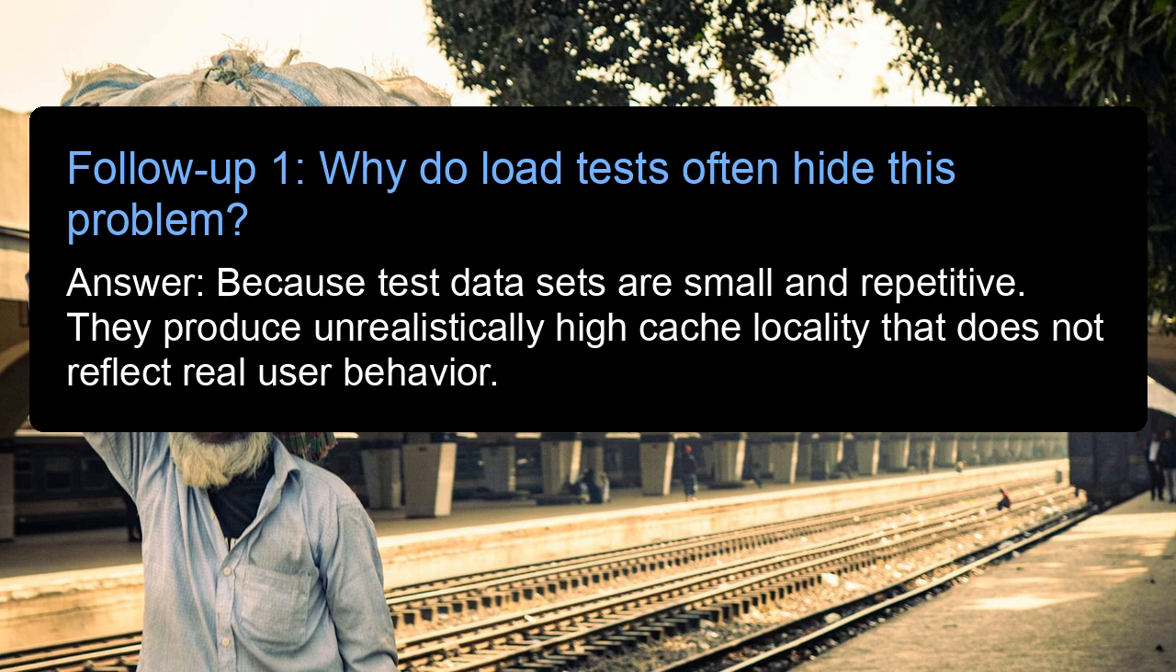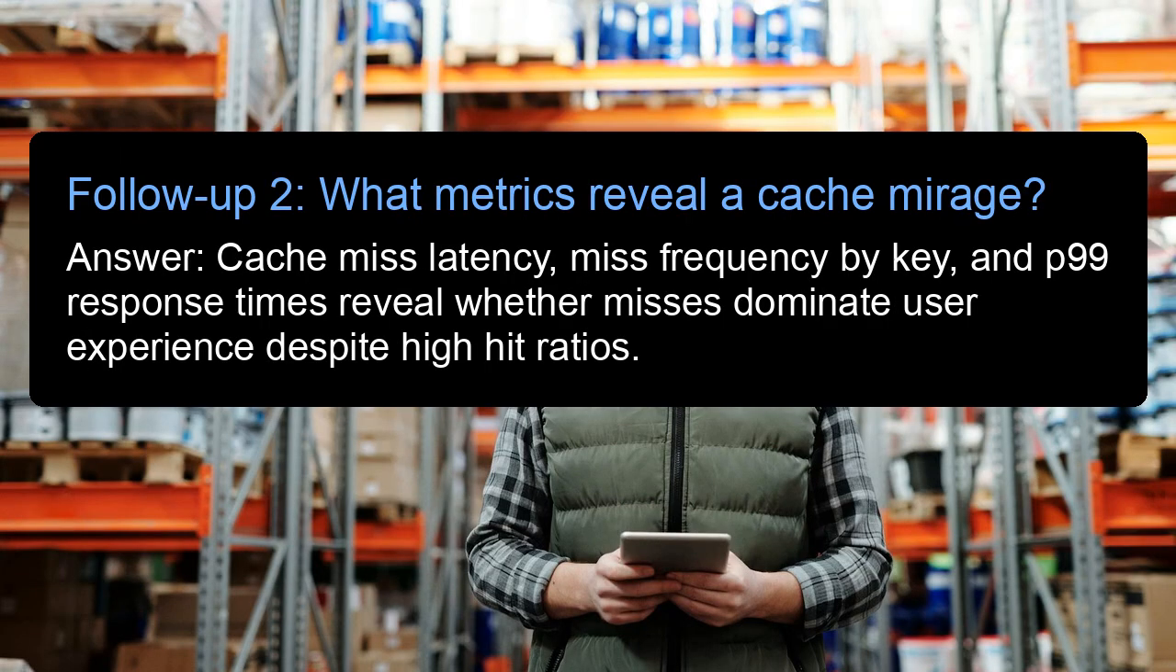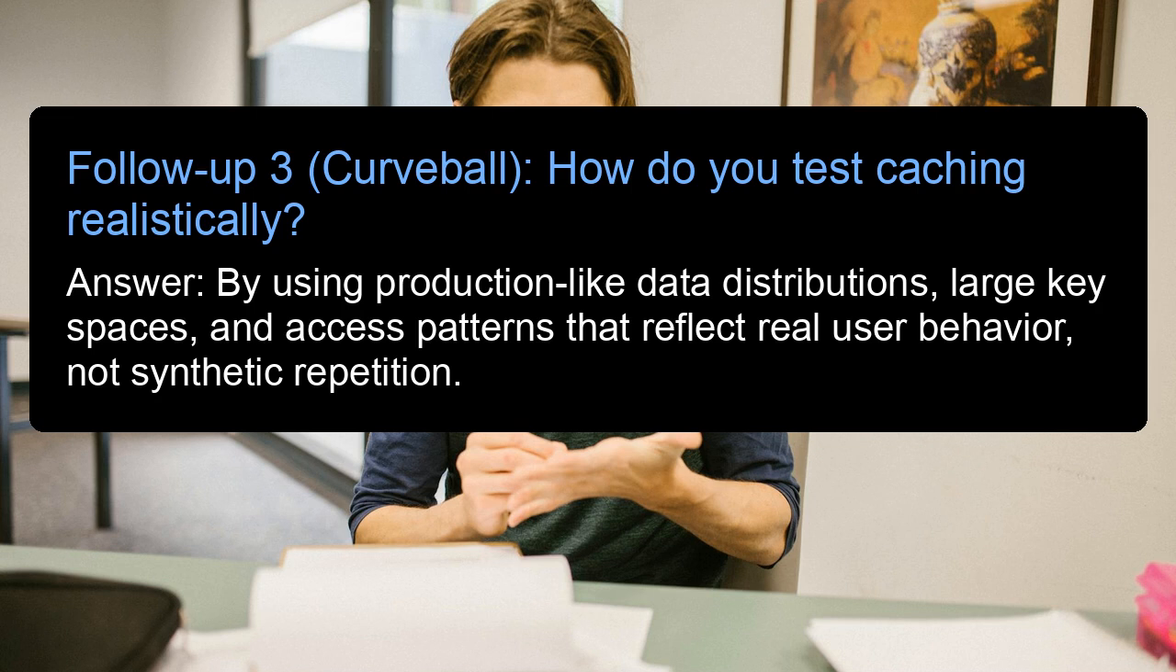Follow-up 1. Why do load tests often hide this problem? Answer: because test data sets are small and repetitive. They produce unrealistically high cache locality that does not reflect real user behavior. Follow-up 2. What metrics reveal a cache mirage? Answer: cache miss latency, miss frequency by key, and P99 response times reveal whether misses dominate user experience despite high hit ratios. Follow-up 3. Curveball. How do you test caching realistically? Answer: by using production-like data distributions, large key spaces, and access patterns that reflect real user behavior, not synthetic repetition.